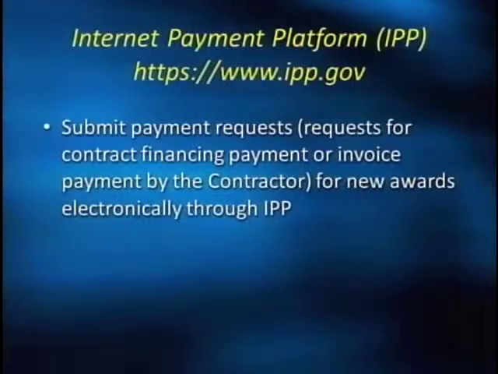As of May 1st, 2011, new awards must be submitted electronically through the U.S. Department of Treasury, and it's called the Internet Payment Platform System, or IPP. A proper invoice requesting payment must comply with the requirements that are identified in the FAR, or Federal Acquisition Regulations, and the prompt payment clause in that contract.